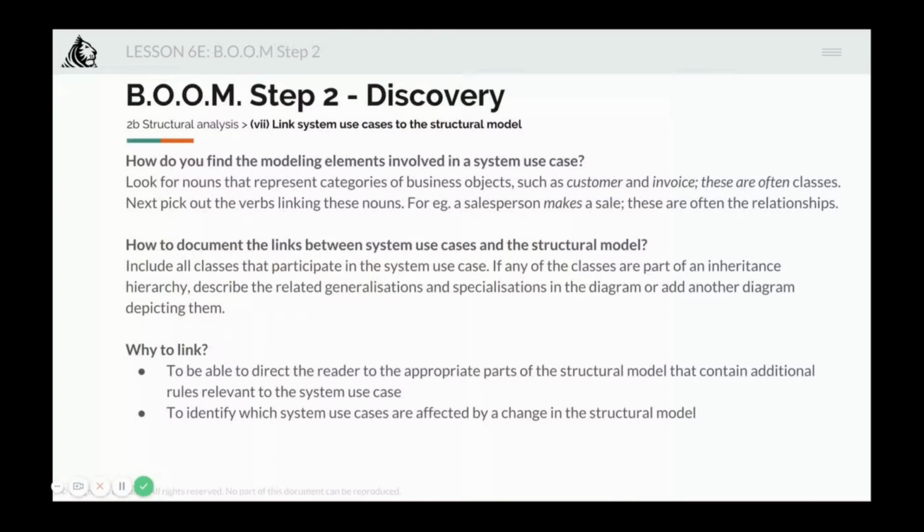So let's understand how we link system use cases to the structural model. First of all, how do you find the modeling elements involved in a system use case? You look for nouns that represent categories of business objects such as customer, invoice. These are often classes. Next, pick out the verbs linking these nouns. For example, a salesperson makes a sale. These are often the relationships.